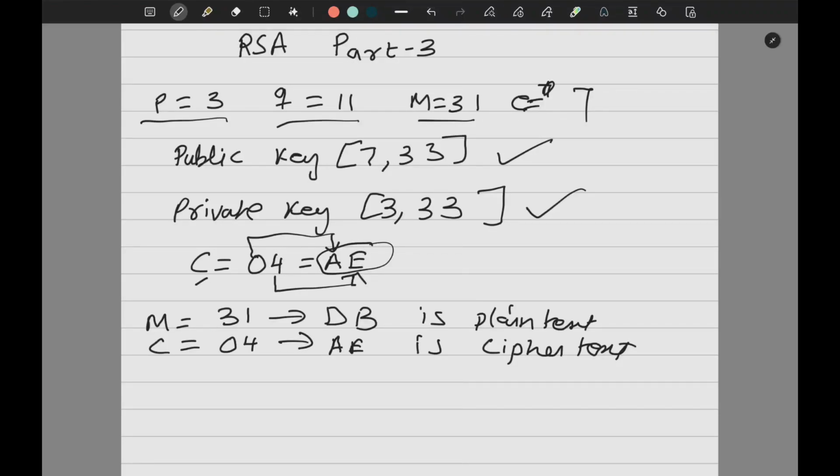If I use those codes, 31 is what? D and B. So that is the plain text. And the answer which I got, 04, which is AE, is the ciphertext. So this is the only terminology which you should know.